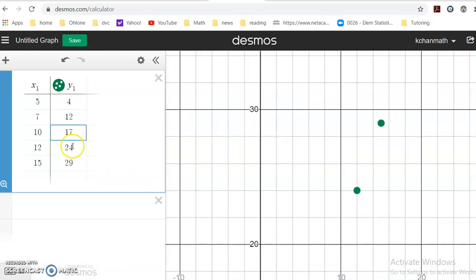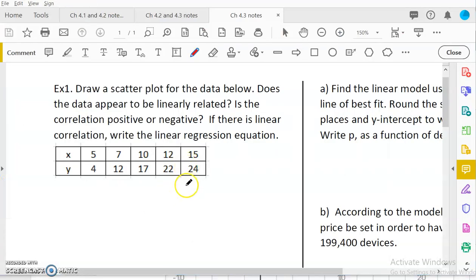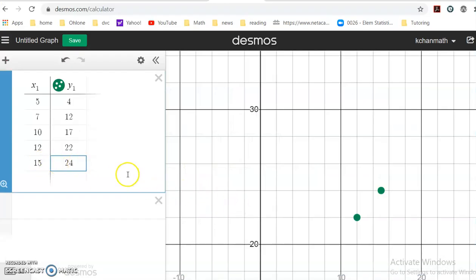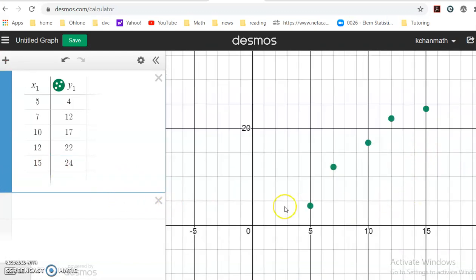22, 24. So remember, don't mix them up. They have to be paired up with 15. 15 has to pair with 24. So this is a point. And then I want to look at this by zooming in. Is this a linear regression? This is quite linear, right? They kind of look like a line.